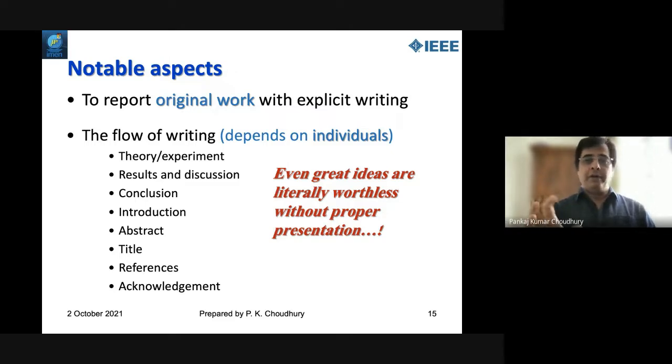I write the theoretical part, I mean, theory or the experiment first. Then I go for the results and discussion. Then I write the conclusion. Then I go for the introduction. Now, while writing the introduction, I start gradually rectifying the results and discussion and the conclusion as well. Then I go for the abstract, and after doing all these, I write the title, then the references, and then the acknowledgement, if there is any. So this is the kind of flow that I follow.